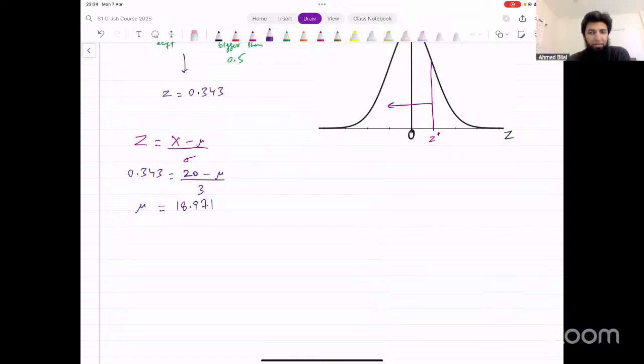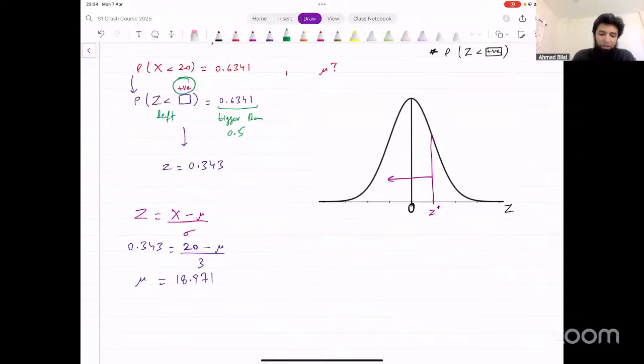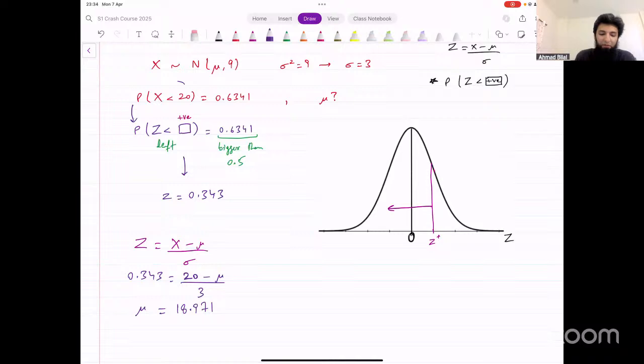Is this process clear? Now, you might be thinking, what was the point of doing this right now? But it'll become clear in the next example. Let me know if there's any problem until this point. Is this process clear to everyone? So we had something in the form of x. We converted it to z form first. We found this z value corresponding to this probability. Then we used the formula z equals x minus mu over sigma, and that gave us the result. Any problems until this point?